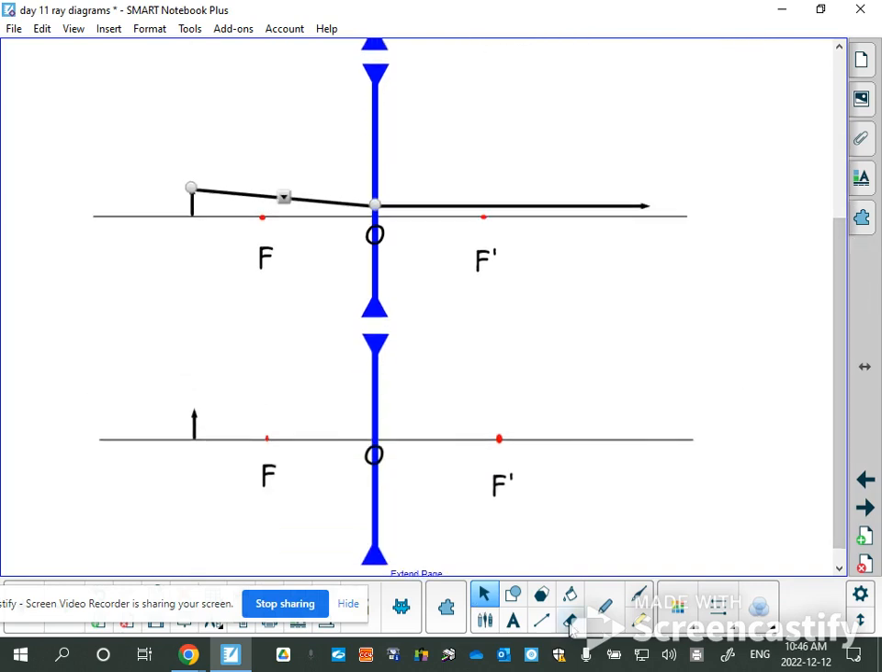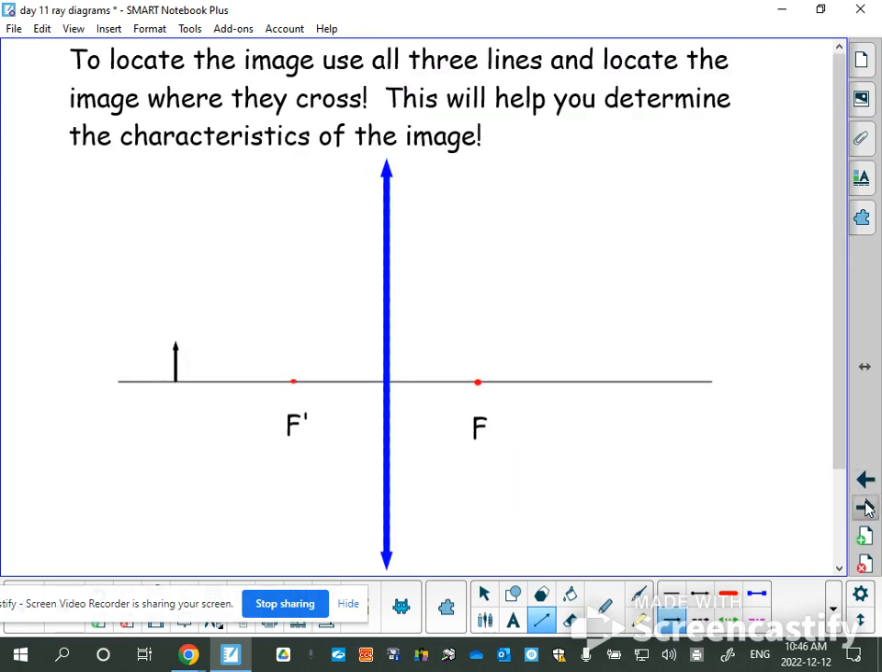Third rule is the same for both types of lenses, so it's very easy to remember. You go from the top of your object straight through the optical center, because no matter what the shape is, it will always hit, if it goes through the optical center, the very center of the lens, it will hit at 90 degrees and it won't bend at all. Okay, we know our 3 rules now. We want to utilize them, and it just means putting them on the diagram all at the same time and seeing where they cross. So this is my first example.